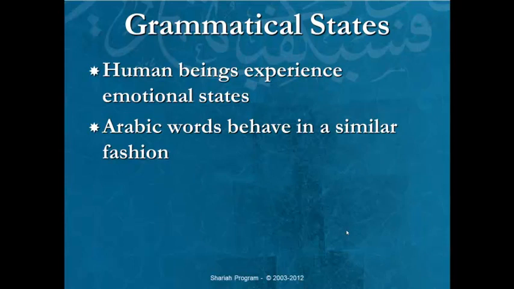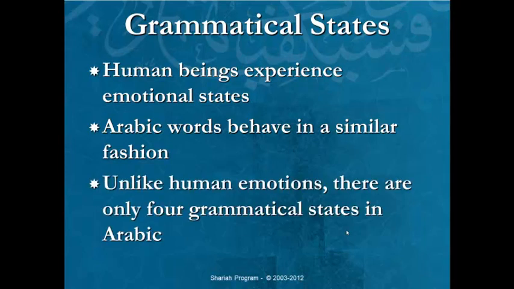These states are then reflected on the last letter. So by looking at the last letter of the nouns, you can tell what state the noun is experiencing. So we have dhamma, which reflects one of the states. We have fatha, which reflects another, and we have kasra, which reflects the third state.